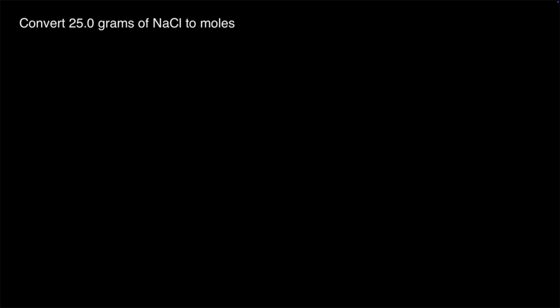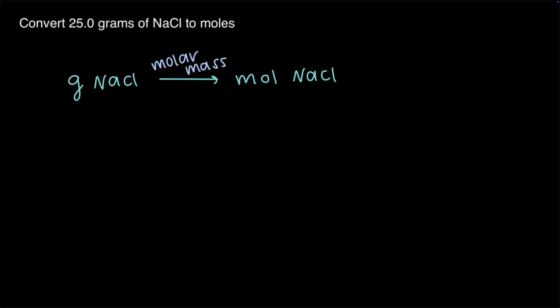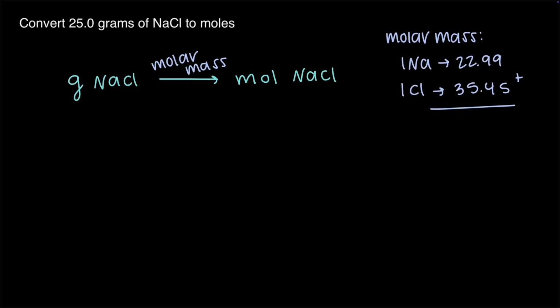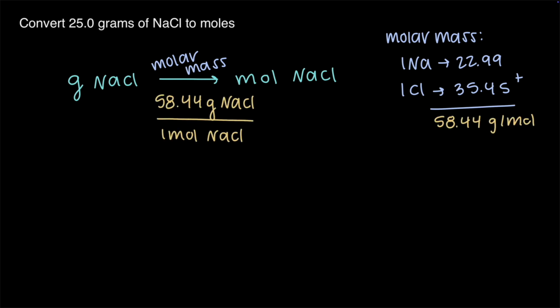This question says convert 25 grams of NaCl to moles. For the unit map, we are given 25 grams of NaCl, and we need to convert to moles of NaCl. To convert from grams to moles for the same identity, NaCl, we will use the molar mass. To find the molar mass, I will add the molar mass of Na and Cl to get a value of 58.44 grams of NaCl per every 1 mole of NaCl.